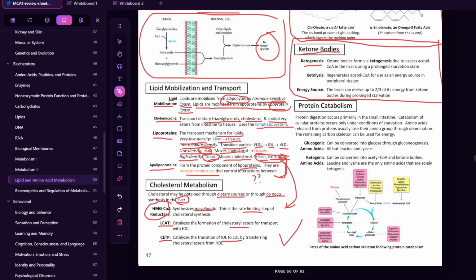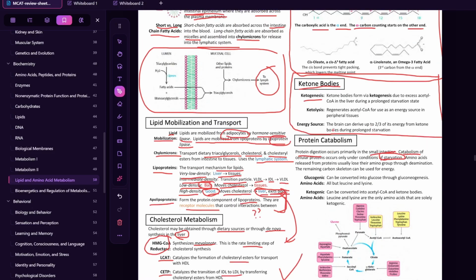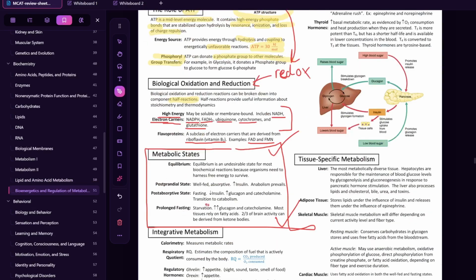And then for protein catabolism, it is about protein digestion. So we're going to break down protein catabolism, right? Protein digestion occurs in your small intestine. Catabolism of cellular protein happens only under conditions of starvation. So big protein happens whenever you're eating protein, right? But the small cellular protein, we only break down when we're starving. So remember we talked about the starving state?